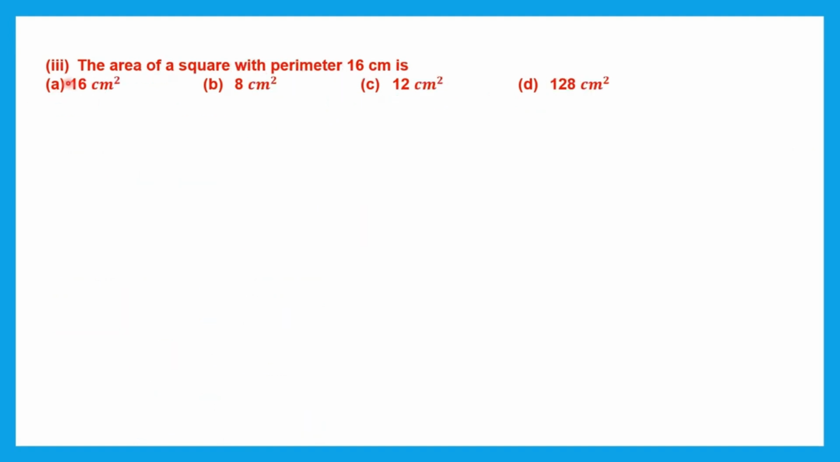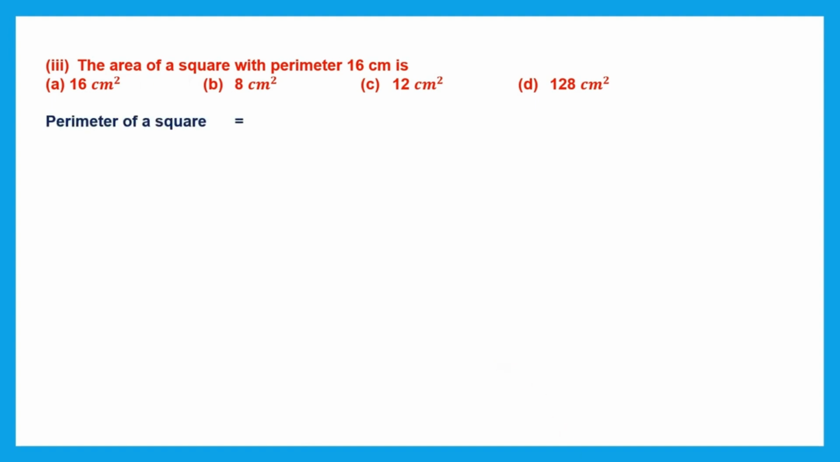Question 3. The area of a square with perimeter 16 centimeters is one of these. So we have been asked to find the area of the square. To find the area of the square, the formula is side into side. That means we need to know the value of side. But we have not been given the value of side. We have only been given the value of the perimeter. So with the help of this perimeter, we are going to find the side. Once we find the side, we can find the area of the square.